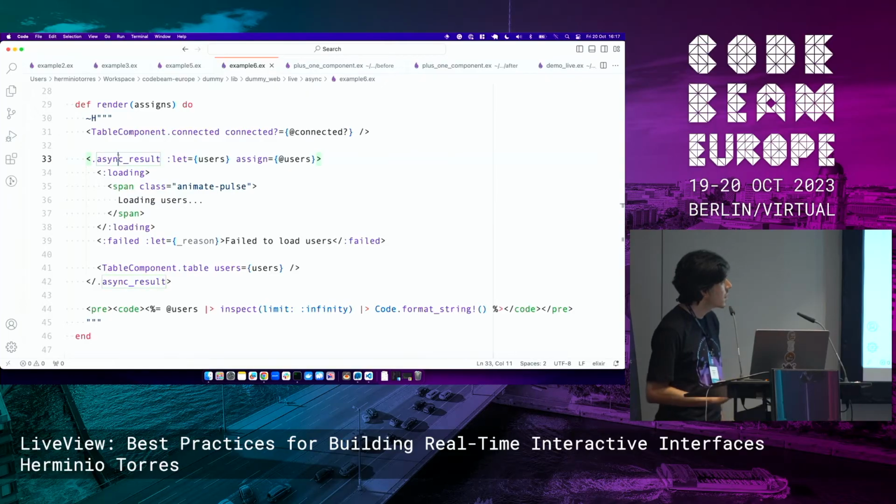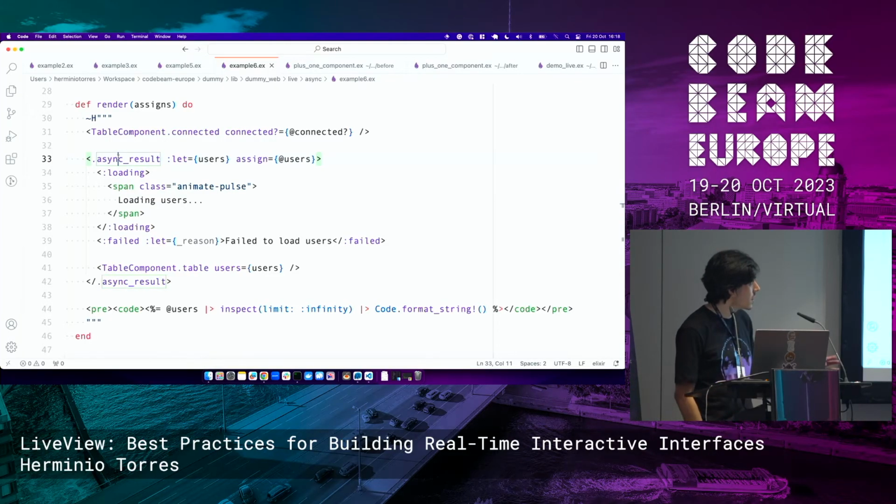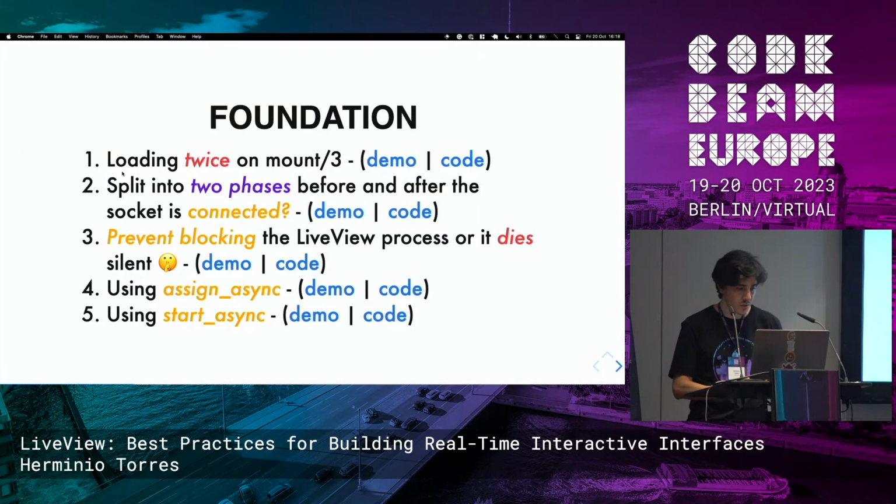And here, as you can see, is the function component for async results. So you have the assign for the users, and here you have the slot for the loading phase, and after that, if it's failing, you have the slot for failing. Otherwise, it will call the success one, for loading the table for the users.